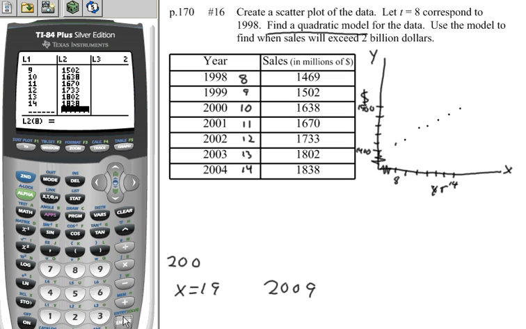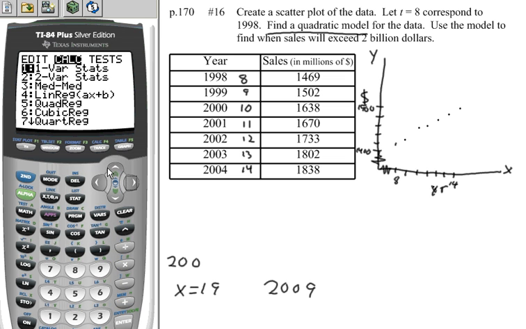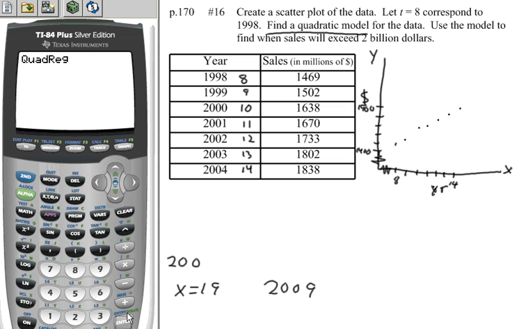Okay, so we've got all of our data entered. Let me press my stat key again. I use edit to enter data or to change data. I can go over to calc to calculate something about our data. We've used linear regression in the past. Because the directions ask us to, we're going to use quadratic regression here. And we're using quadratic regression on the data in list 1, comma, list 2.